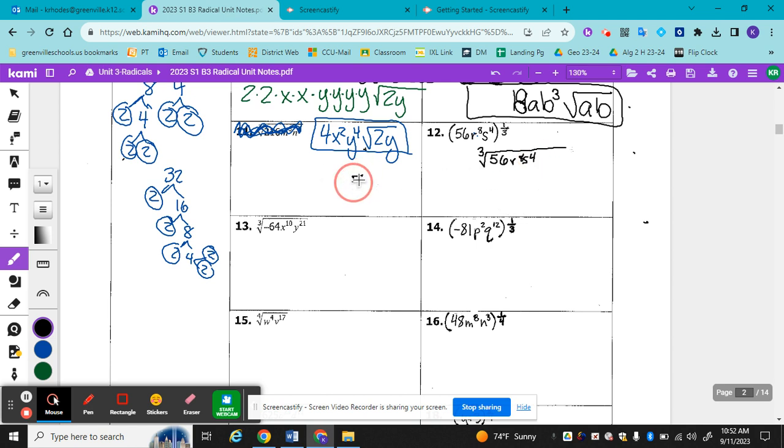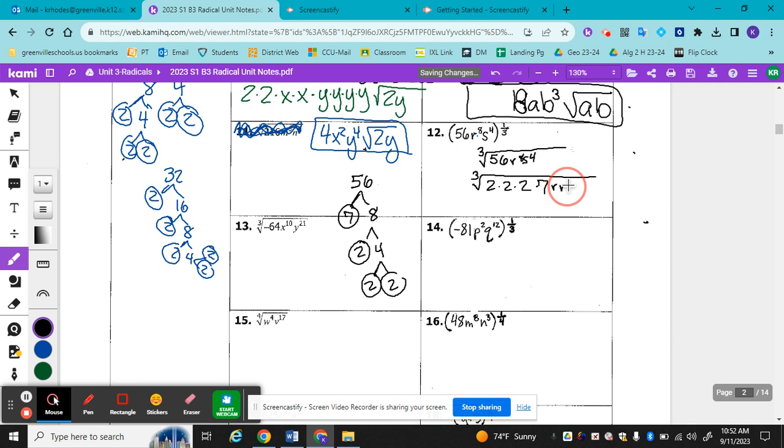So 56, you need to break it down into your prime numbers. So 7 times 8 is 56. 7 is prime, 8 is not. 2 and 4, 2 is a prime number, 4 is not. 2 and 2. So 2, 2, 2, and 7 make up 56. So the cube root of 2 times 2 times 2 times 7, that's 56.